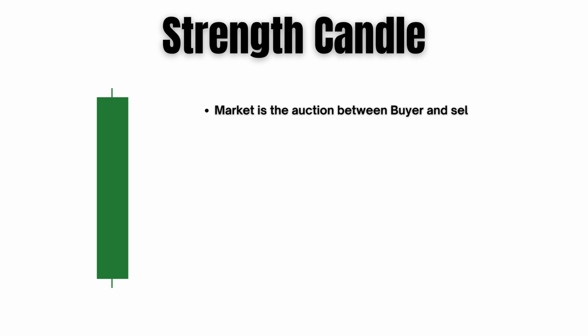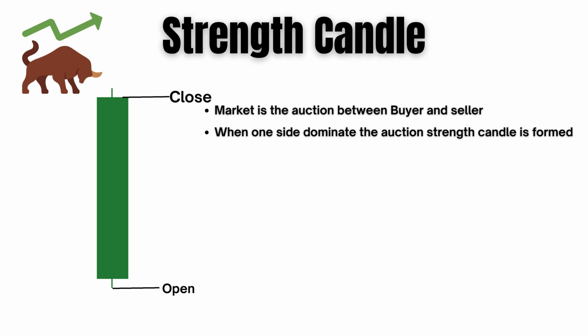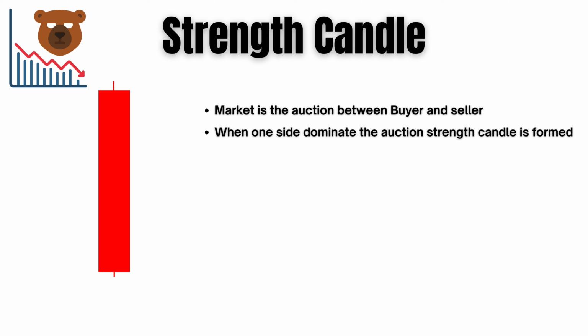The market is always an auction between buyers and sellers. A strength candle captures the moment when one side totally dominates the auction. Imagine a candle with a fat body and barely any wick on the resisted side. If it's bullish, that means buyers were in charge from open to close. Sellers barely got a chance to push back. Reverse it for bearish. A wide body closing at the lows, almost no lower wick, tells you sellers were in total control.